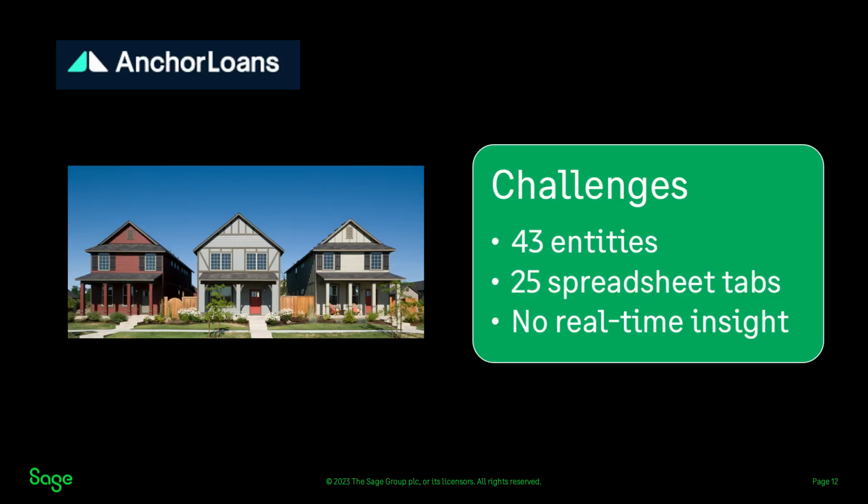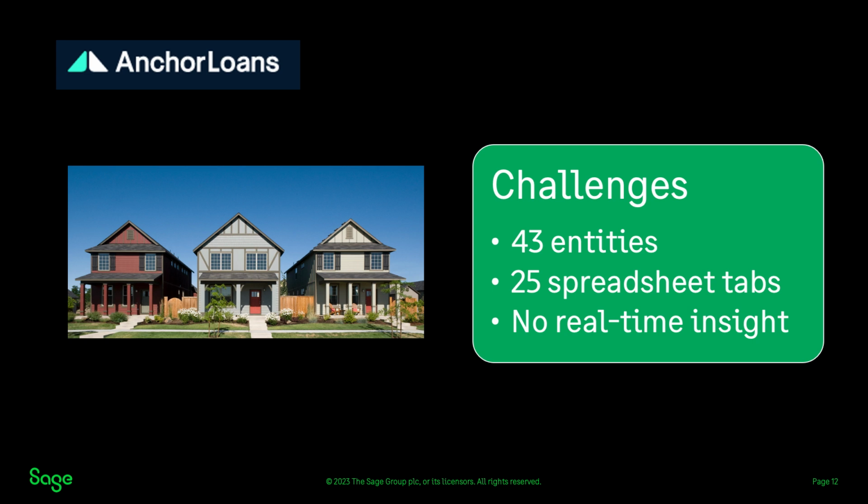Anchor Loans is an example of a company using QuickBooks that switched to Sage Intacct. Anchor Loans is one of the largest fix and flip and new construction lenders in the U.S., providing real estate developers with financing to renovate or build residential and commercial properties. The company relied on an entry-level combination of QuickBooks and Excel, but that wasn't scaling as revenue and complexity increased.